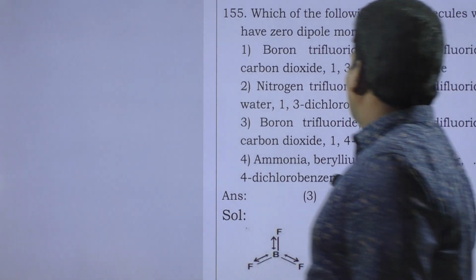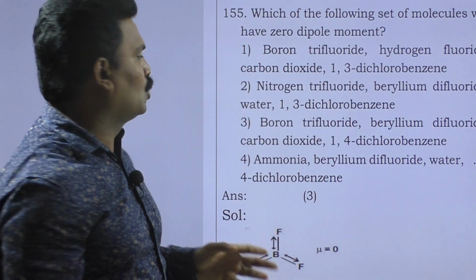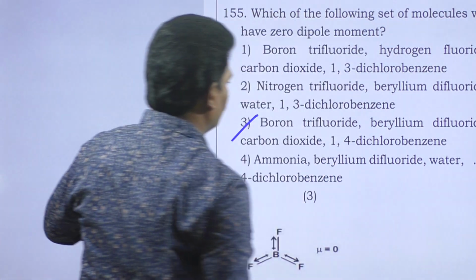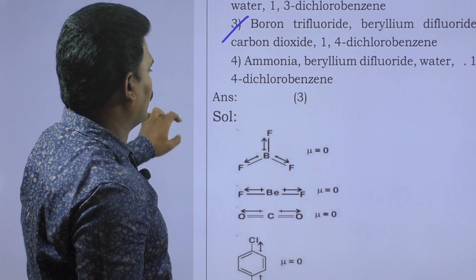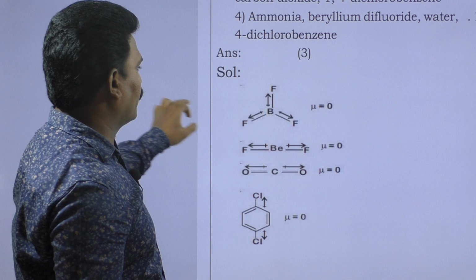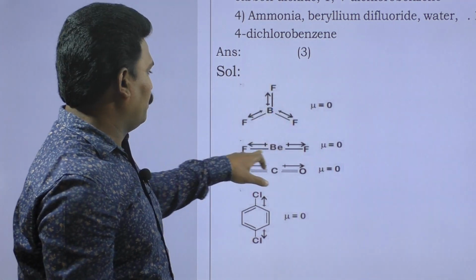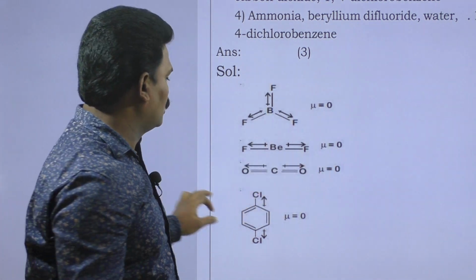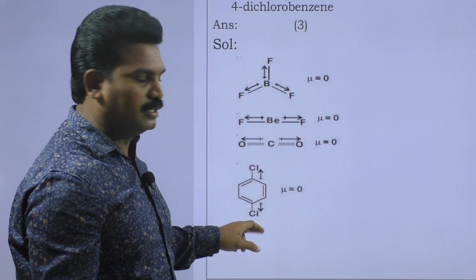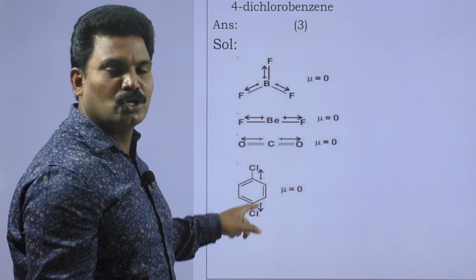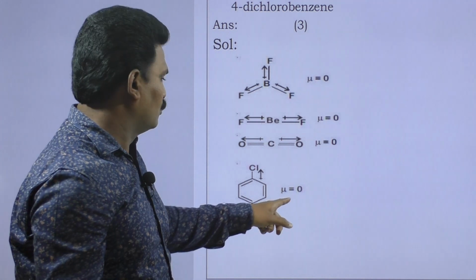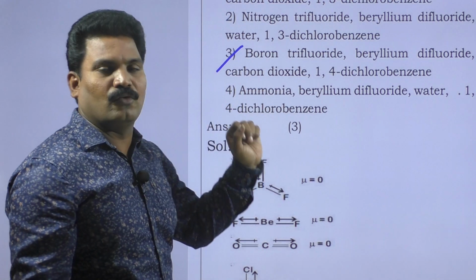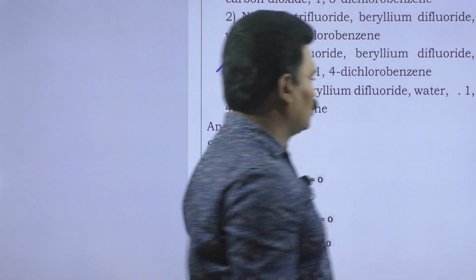Question number 155. Which of the following molecules have zero dipole moment? Look at option 3. Boron trifluoride, beryllium difluoride, carbon dioxide. Here BF3 is trigonal planar, mu is equal to 0. BeF2 and CO2 both are linear, so dipole moment is 0. And 1,4-dichlorobenzene, the chlorines are exactly in opposite directions, so plus mu and minus mu cancel each other, mu is equal to 0. So boron trifluoride, beryllium difluoride, carbon dioxide, 1,4-dichlorobenzene, mu is equal to 0.